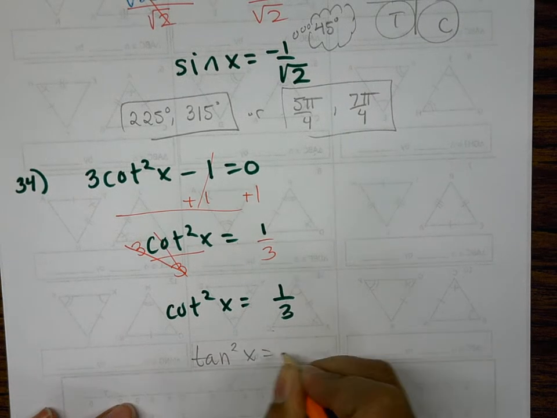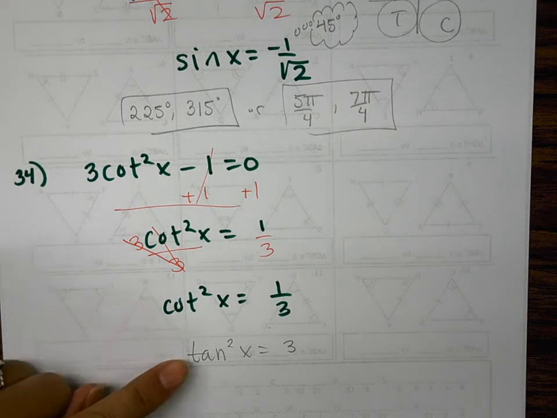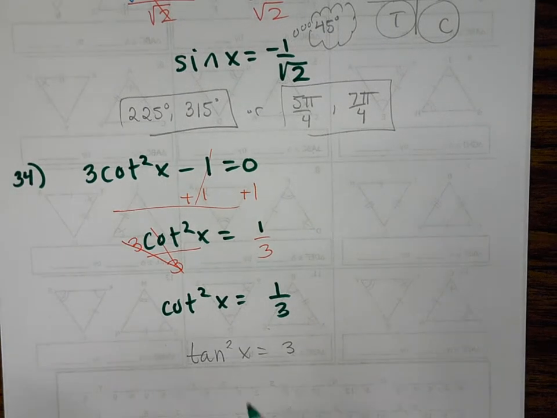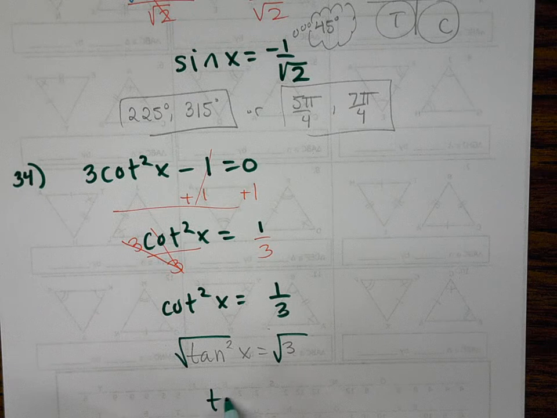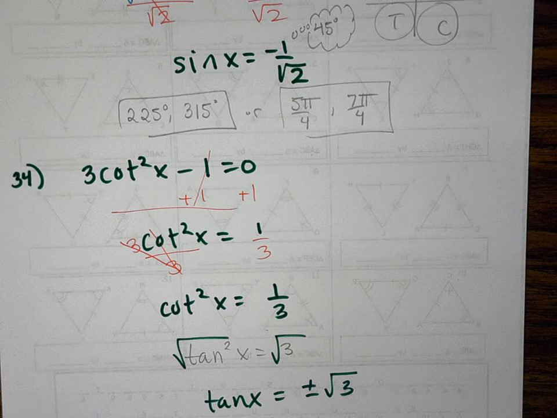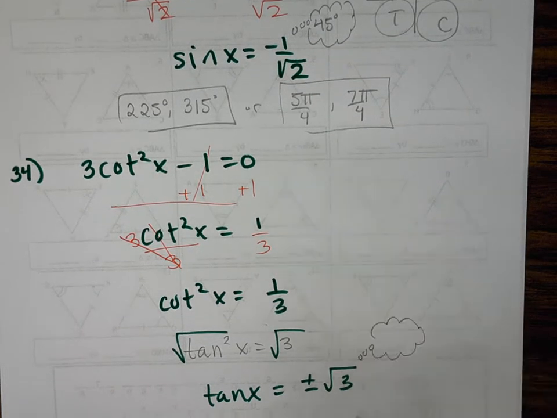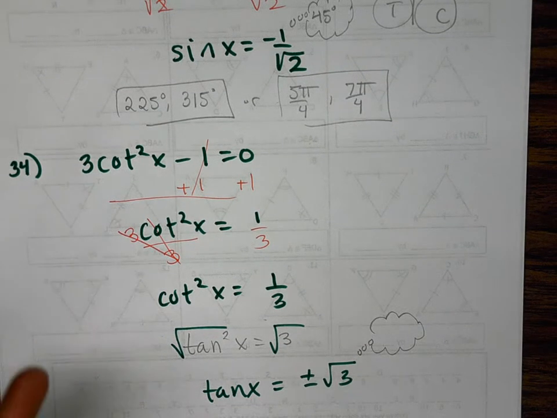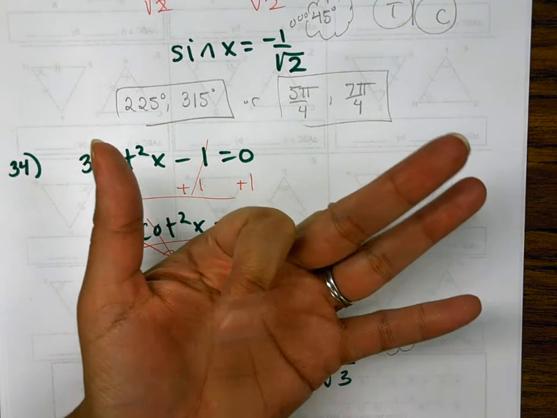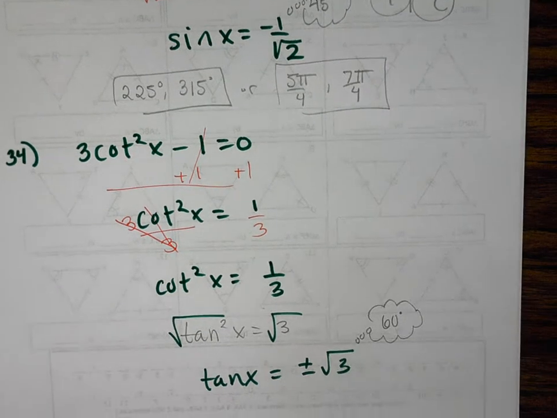Tan squared x equals 3. The reciprocal of cotangent squared is tangent squared. The reciprocal of 1/3 is 3. All right, so we square root both sides. Don't forget, when you square root both sides, there's a plus or minus in front of your radical. So you're thinking, what's the reference angle? When is y over x root 3 over 1? Here's the y, here's the x. Root 3 over 1 would happen here, which is at 60 degrees. Again, or you're using your unit circle.